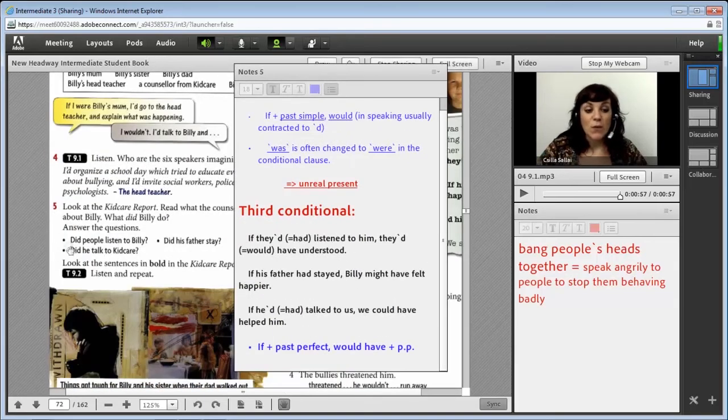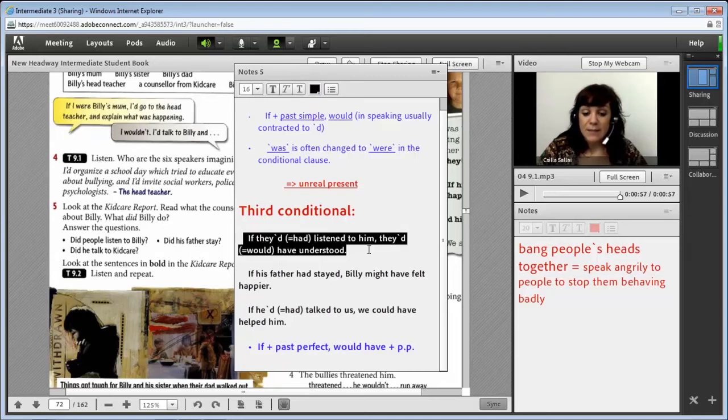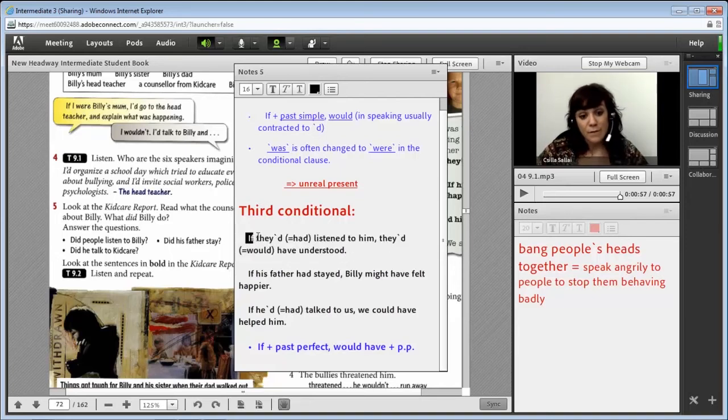When we answered these questions in exercise number 5, for example, did people listen to Billy? We said, no, they didn't. Now, how do we know? Look at this first sentence. If they'd listened to him, they'd have understood. Now, did they listen to him? They didn't. So, this sentence is unreal, but we are wondering what would have happened if they had listened to him. As you can see, this apostrophe D is for had. So this is a contraction.